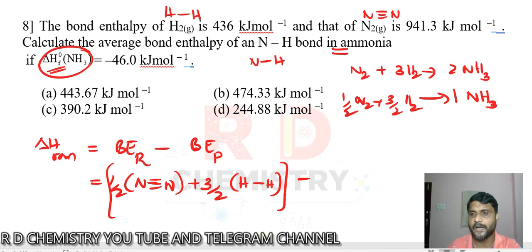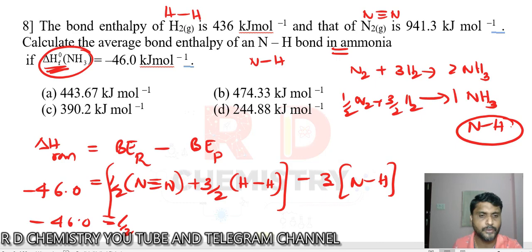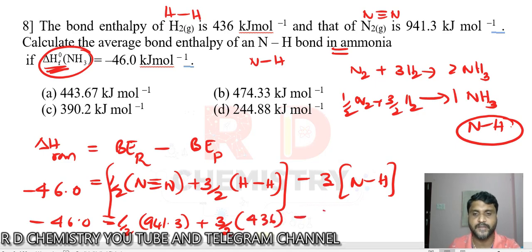ammonia. In ammonia, how many NH bonds are there? 3. So count is 3, so it is 3 into NH bond enthalpy. And the delta H formation of ammonia is given already. So this number is minus 46.0 kilojoules. So minus 46.0 is equal to half into nitrogen bond energy 941 plus 3 by 2 into that of hydrogen, which is 436, minus 3 into NH bond strength, which we need to calculate.